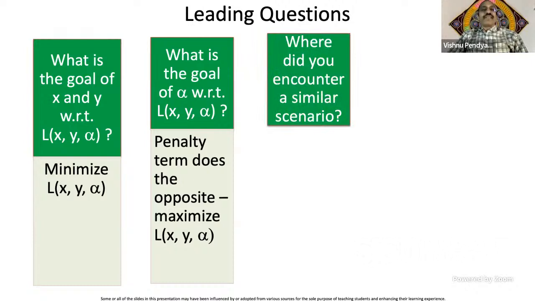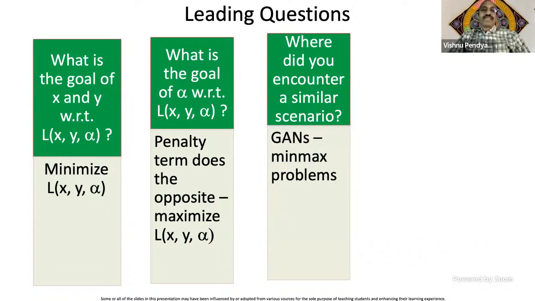Now, did we encounter a similar kind of scenario? Actually, at many places. One of the examples is in generative adversarial networks, which are very popular these days, right? These kinds of min-max problems are pretty common these days. It's actually a game theory problem. Something is trying to minimize and something else is trying to maximize. One player is trying to minimize, the other player is trying to maximize. So these are quite common these days.